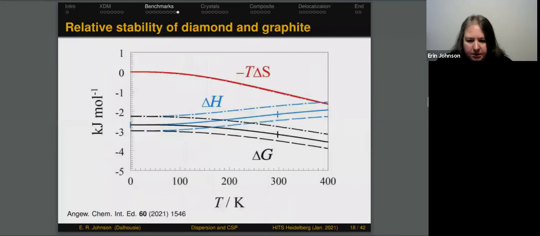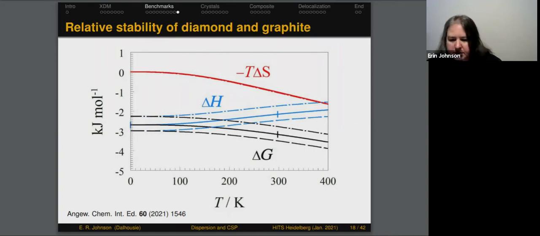right, and the final benchmark I wanted to highlight relates to carbon, and I know that many of you are studying carbon. So we recently published a paper in collaboration with experimentalists at Dalhousie and internationally, revisiting the relative stability of diamond and graphite. The experimental groups performed some new and very highly precise measurements for the relative free energies and enthalpies of these two carbon allotropes.